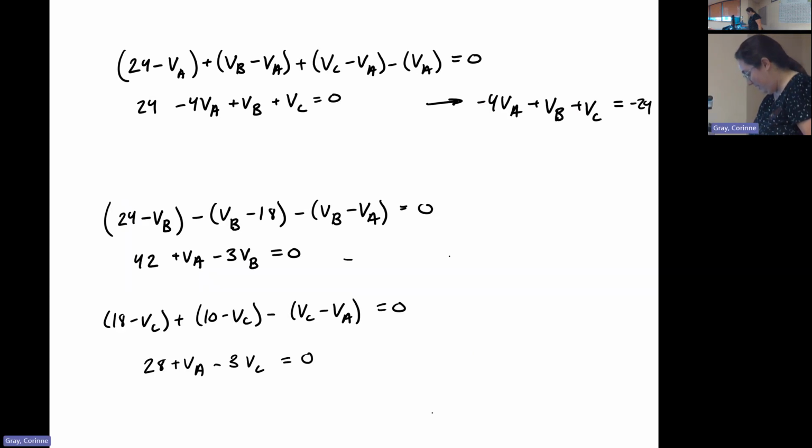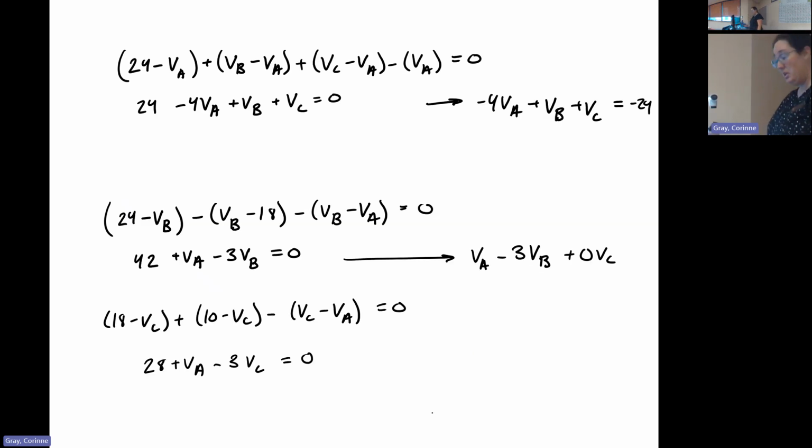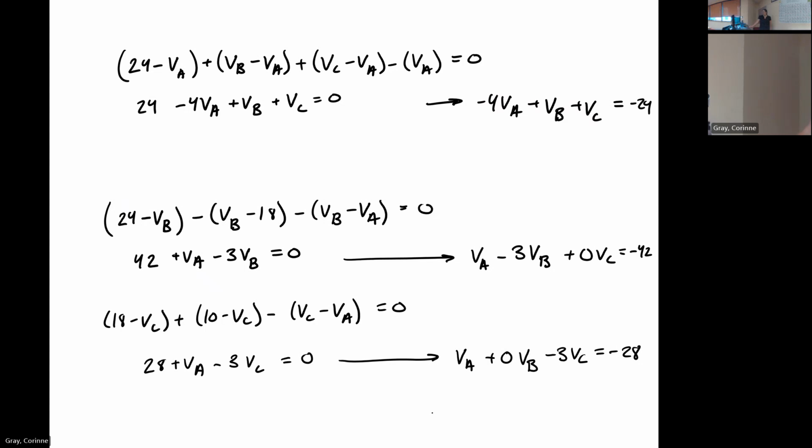We'll rewrite this one here as VA -3 VB plus 0 VC, to remind ourselves to put a 0 into the determinant, equals -42. And this one here, we would have VA plus 0 VB -3 VC equals -28 for that. Any questions up until this point?